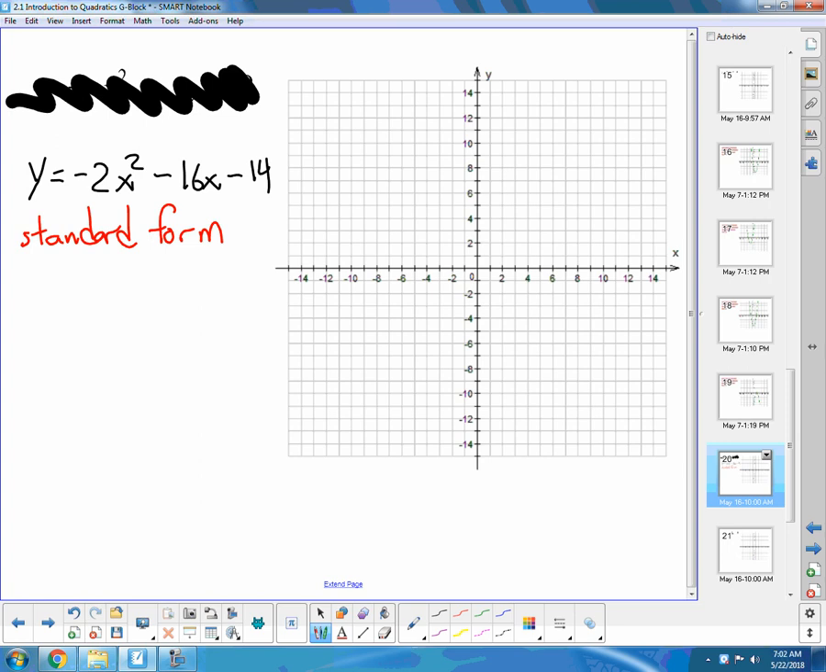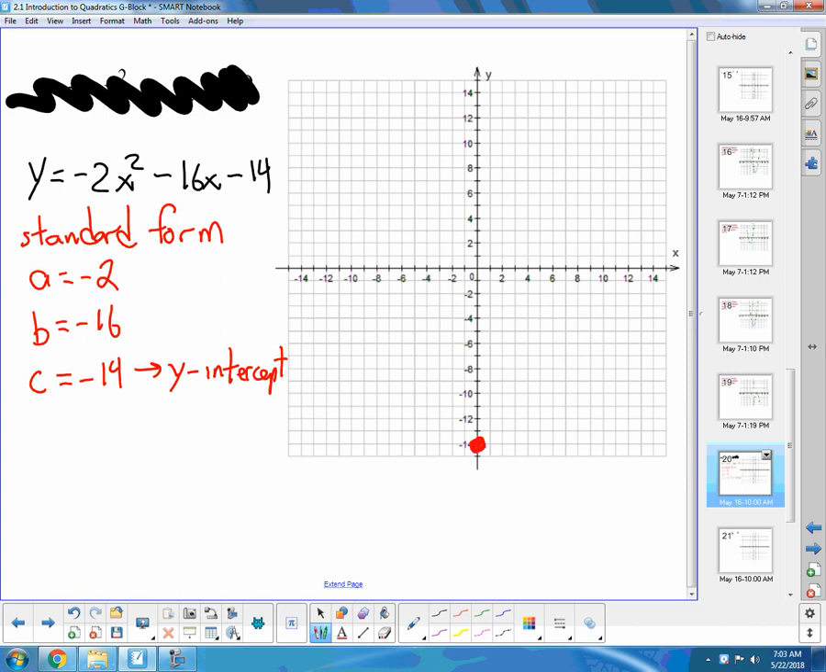Identify the parts. Our value of a is negative 2. Our value of b is negative 16. And our value of c is negative 14. And that value of c, as we saw on our summary sheet, is going to be our y-intercept. So I can go ahead and plot that.